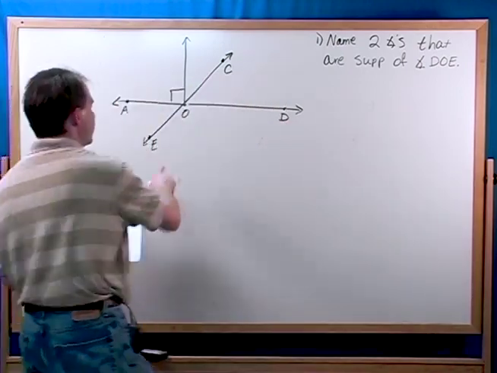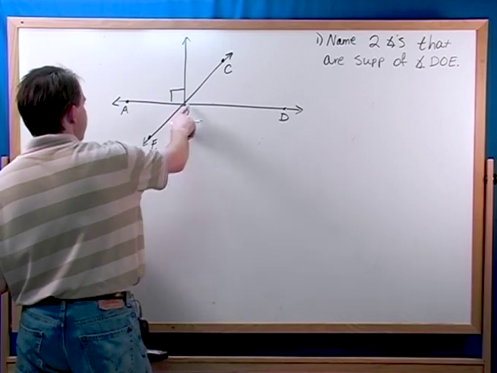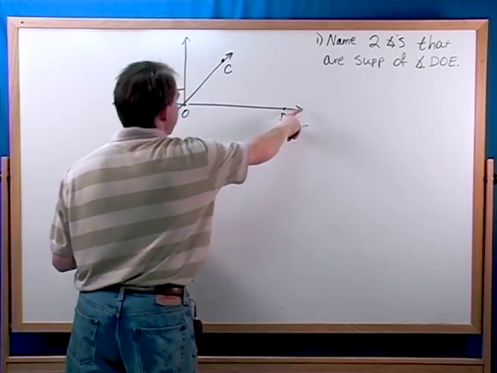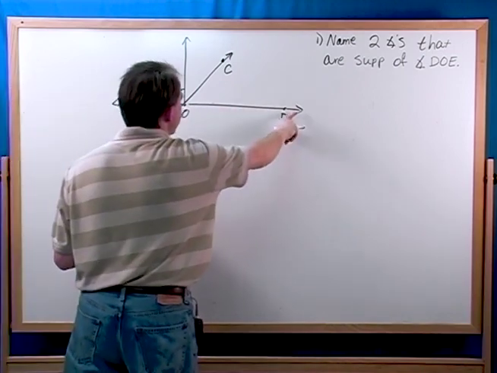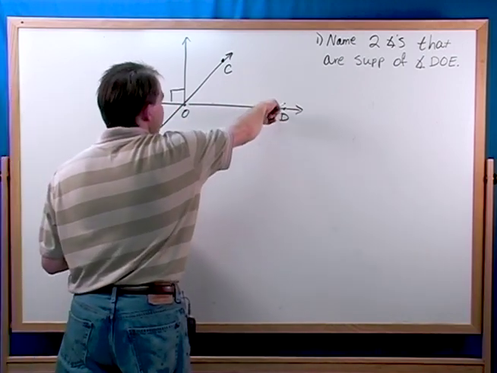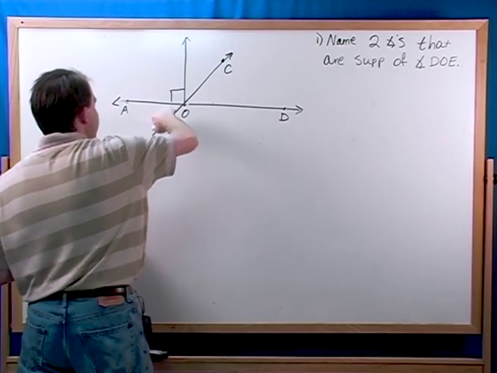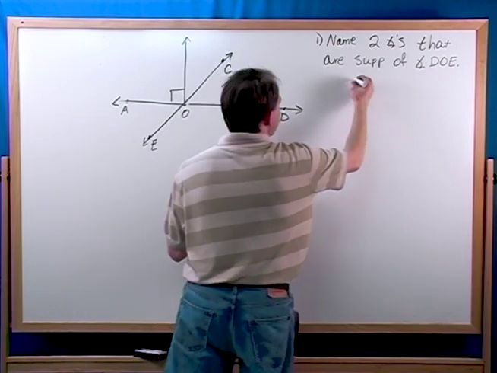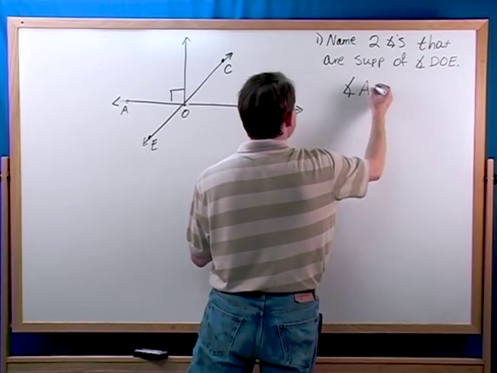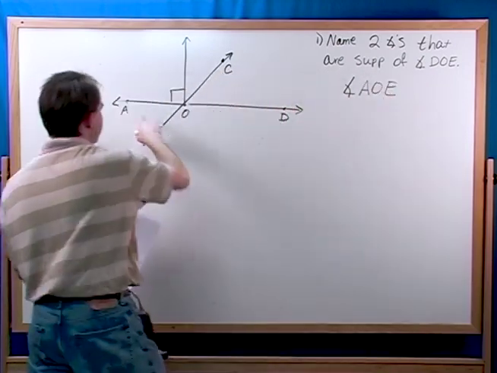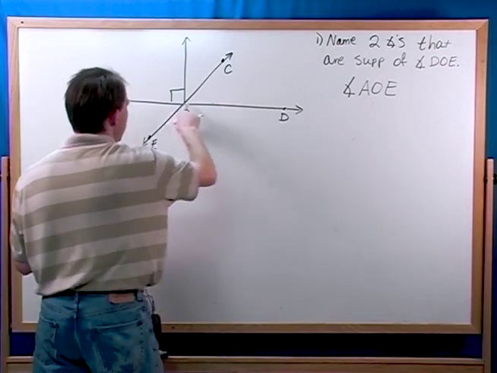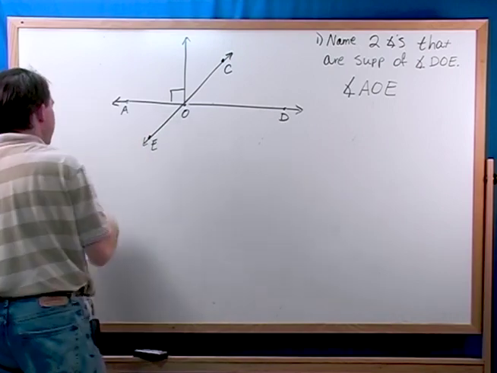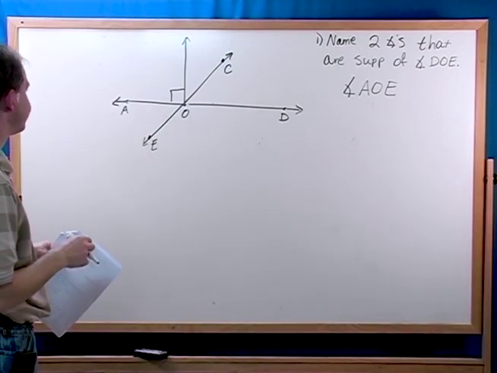Supplementary. So DOE, the supplementary angle to that would be this one here, because you can see this is just a straight angle. This is 180 degrees right here. It's a half circle. So if this is angle DOE, then this must be what you have to add to it to give you the 180 degrees. So the answer is angle AOE, simply because AOE plus DOE gives you the full 180 degrees, because this is a straight angle, which by definition is 180.